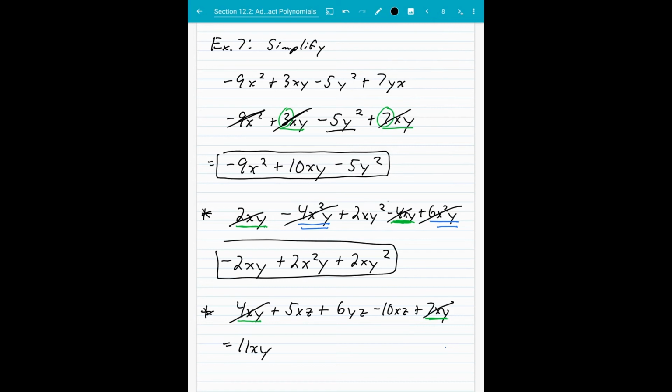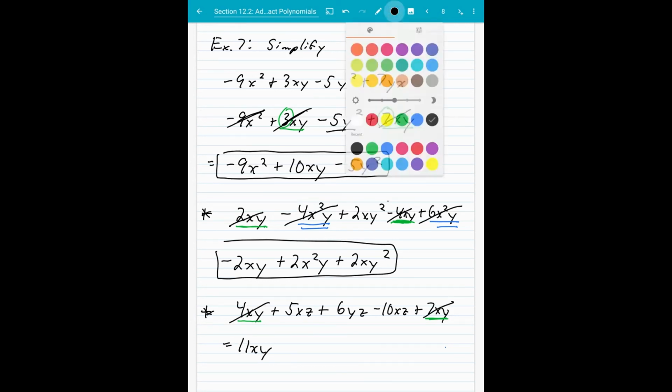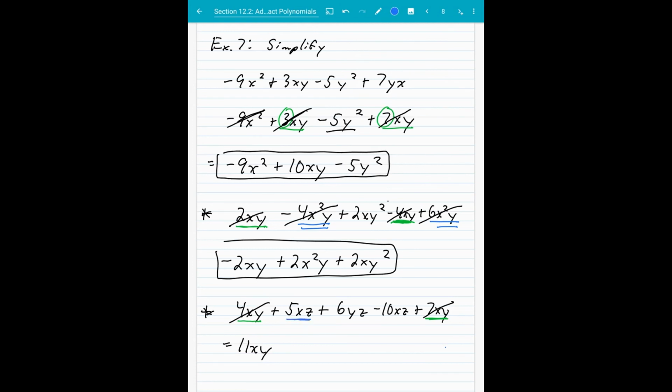Cross those out. Let's keep going. Are there any other ones that say xz? Oh, here's another one that says xz. 5 minus 10 makes negative 5xz. Cross those out. And you can see we're left with yz, and there aren't any other yz's. So we're just going to put plus 6yz. And that's your final answer for that one.